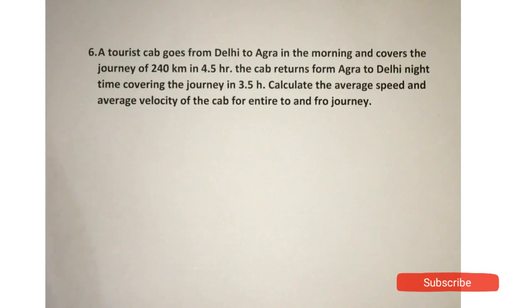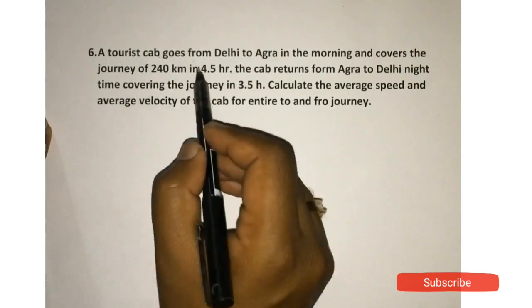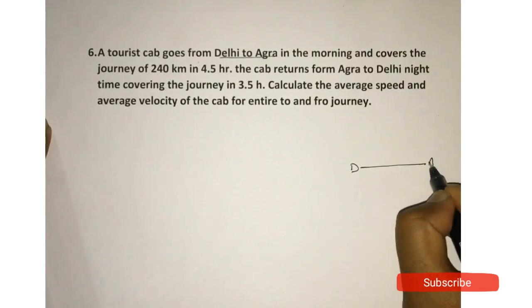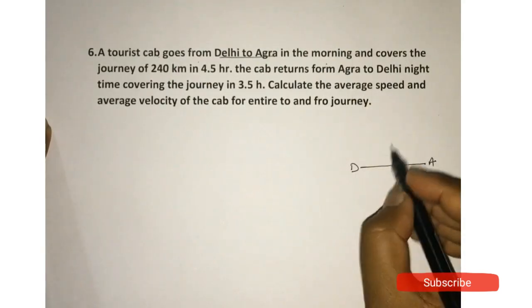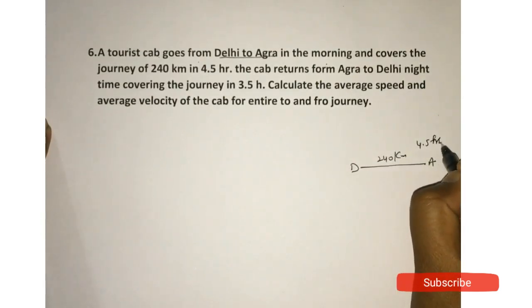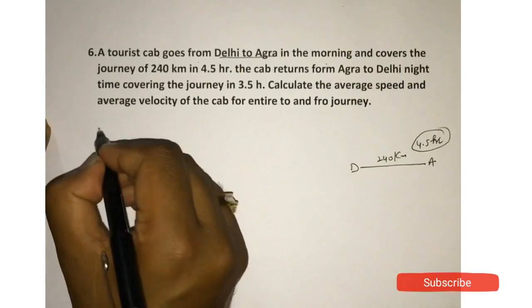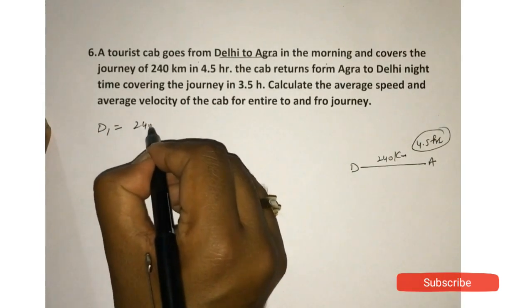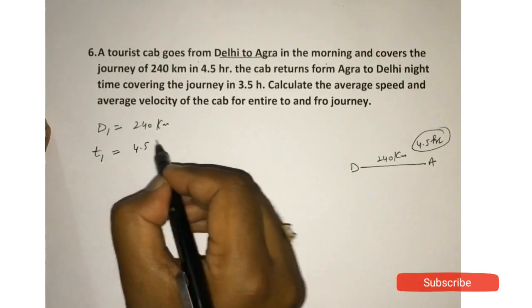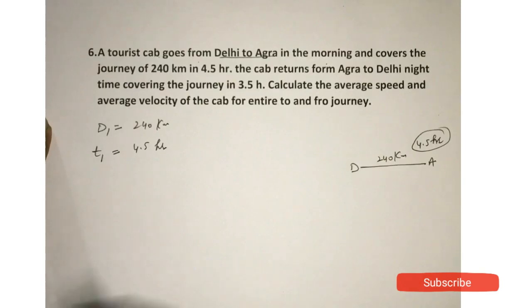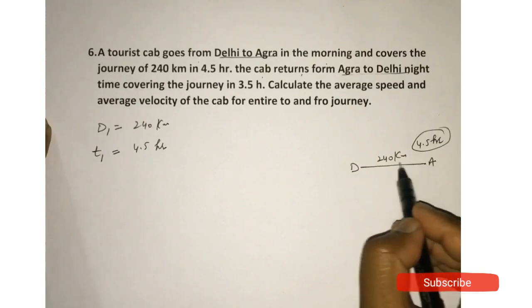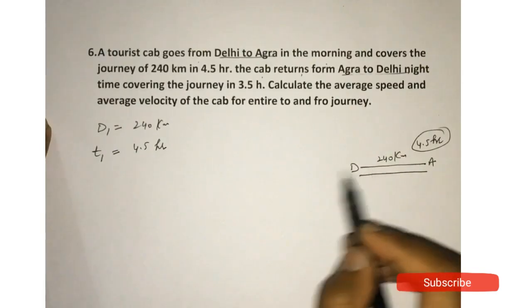The next question is, a tourist cab goes from Delhi to Agra in the morning and covers 240 kilometers in 4.5 hours. Fine. So distance d1 is 240 kilometers and time t1 is 4.5 hours. Next, the cab returns from Agra to Delhi again.